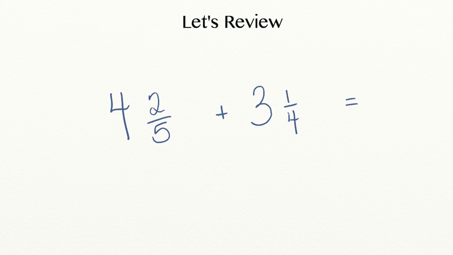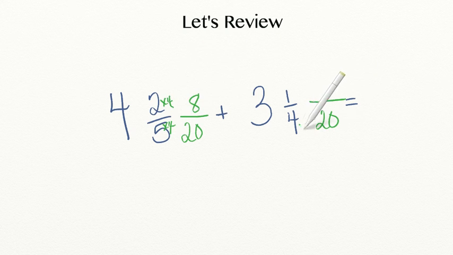When you're adding mixed numbers together, your first step is to make sure that your denominators are the same. If they're not, you're going to need to rename those fractions to create a common denominator. If we have 4 2/5 and we're trying to add it to 3 1/4, we need to rename each of these fractions. So we need to find a number that has 5 and 4 as a factor. We're going to use 20. I can multiply 5 times 4 to equal 20. I can multiply 4 times 5 to equal 20. So now I have renamed both of these fractions so that I have a common denominator of 20.